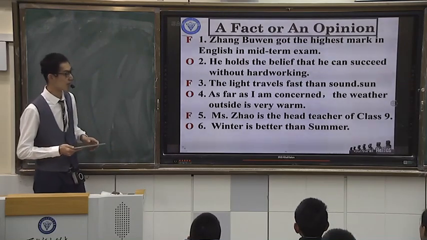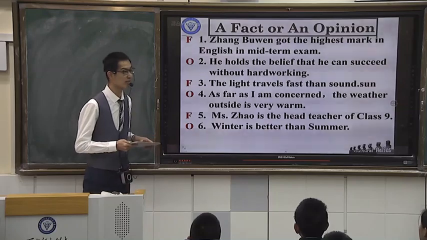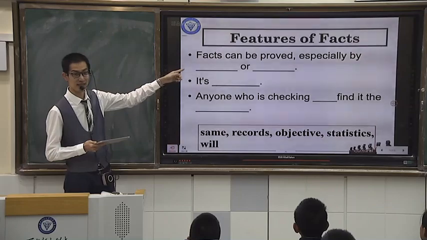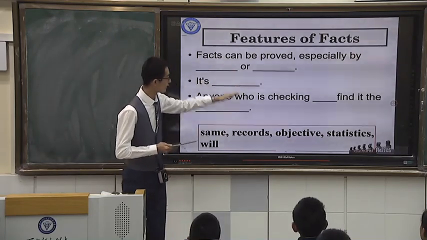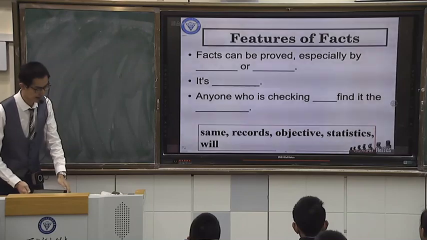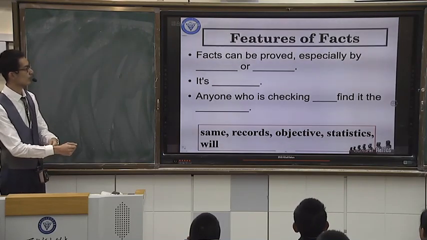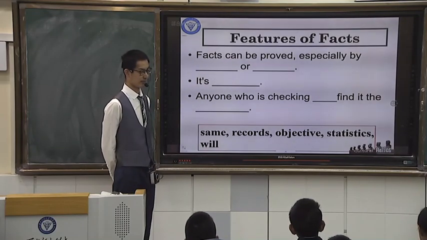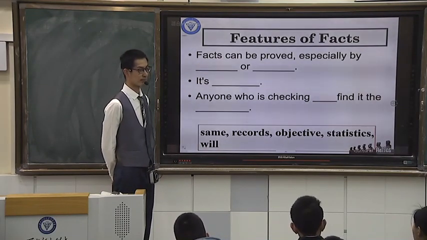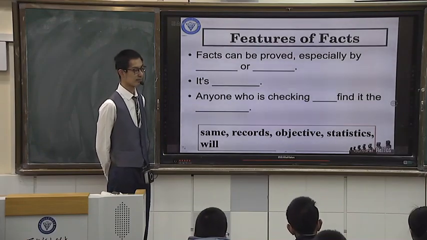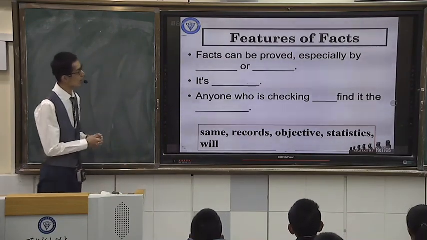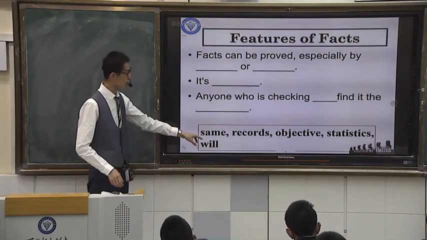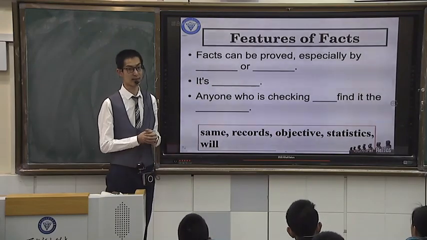All right. Now let's have a summary of what the features for facts and opinions. Do you know the word features? Yes, very good. Now scan these features for 30 seconds. Scan it. Okay, here there are some statements, and in the statements there are some blanks. We're going to choose the words below to fill in those blanks. Okay?